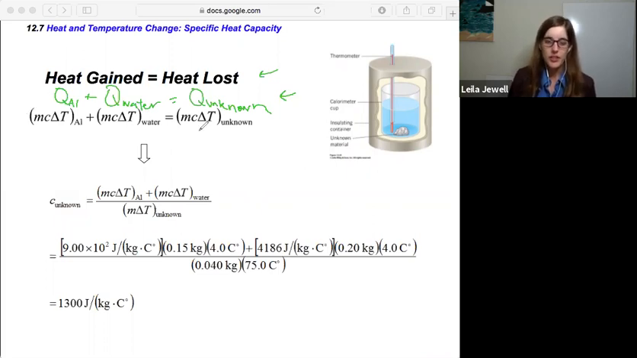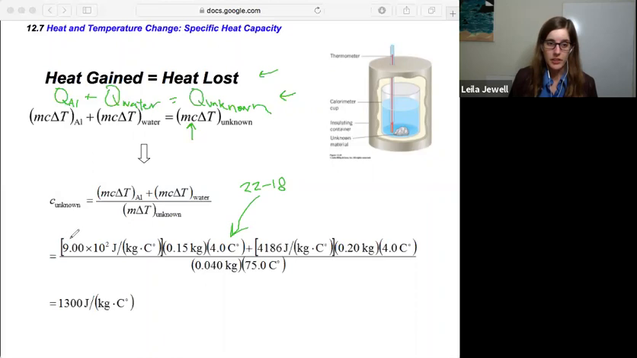Now we're trying to solve for the specific heat of this unknown material C. So all we have to do is divide by the m and the delta T of the unknown, and we have our equation set to go, right? So we have the mass of the cup, 0.15 kilograms. The delta T of the cup is going to be that 22 minus 18. So that just comes to 4.